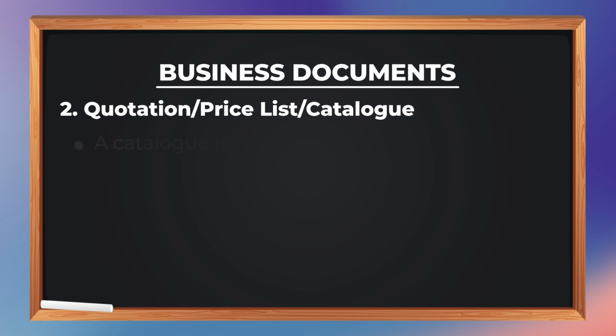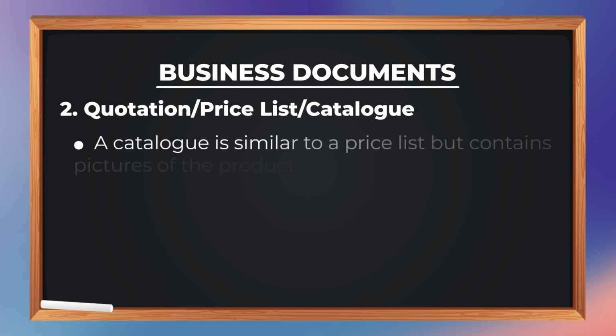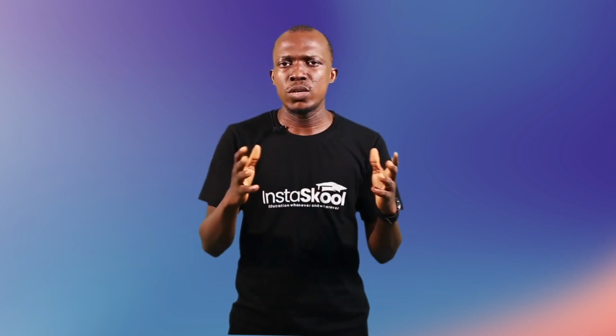A catalog is similar to a price list, but this contains pictures of the products. So these three serve the same purpose. It is used to communicate to the buyer the details of their inquiry, or to guide them in choosing which product they would buy.